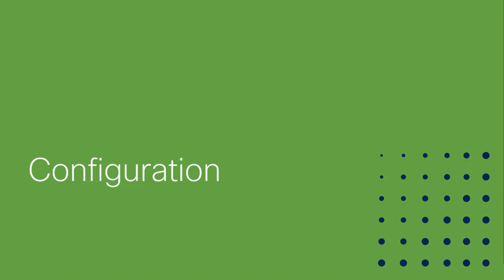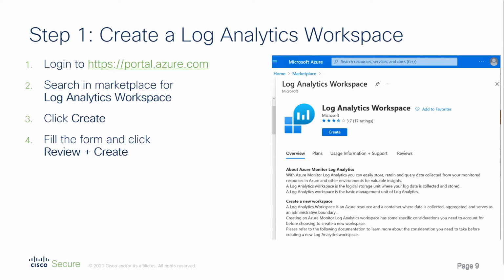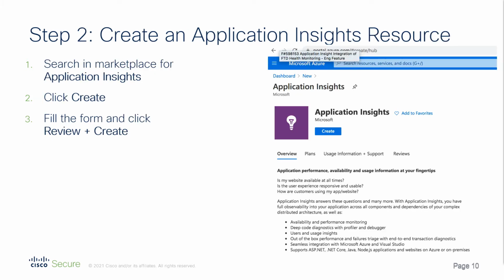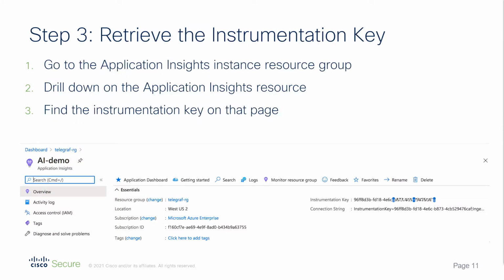Let's go through the high-level configuration, which will be reinforced in the demonstration. First, you have to create an object called a Log Analytics Workspace. A Log Analytics Workspace is a unique environment for Azure Monitor log data, in this case, Azure Application Insights. This workspace has its own data repository and configuration. The next object you create is the Application Insight resource itself. You then retrieve the instrumentation key from the overview page of the Application Insights object.